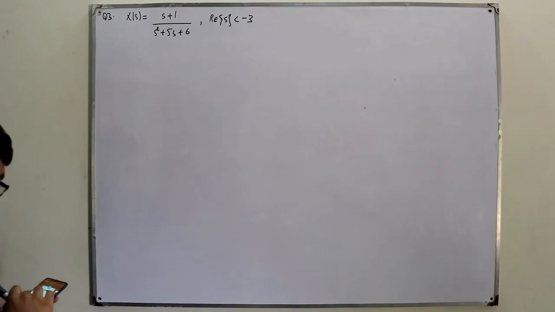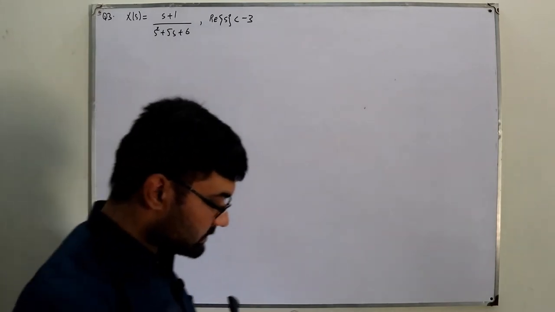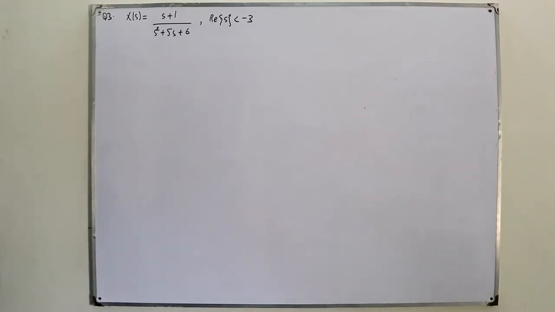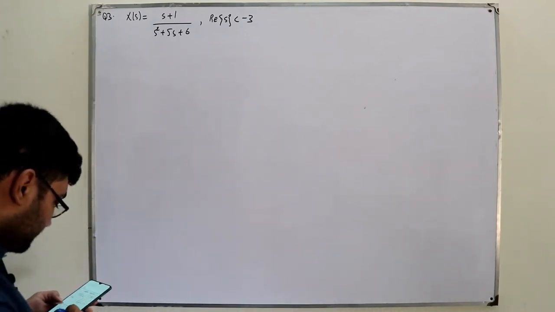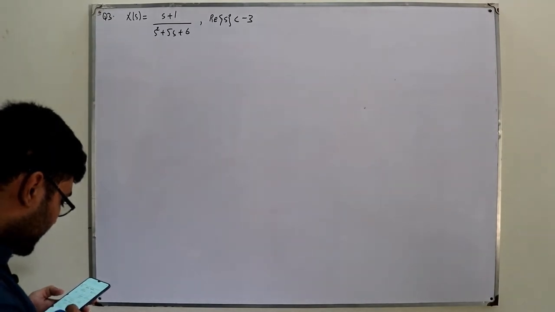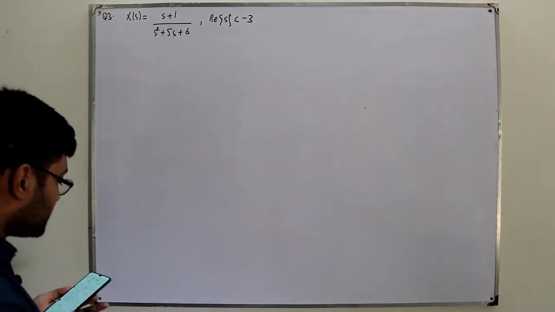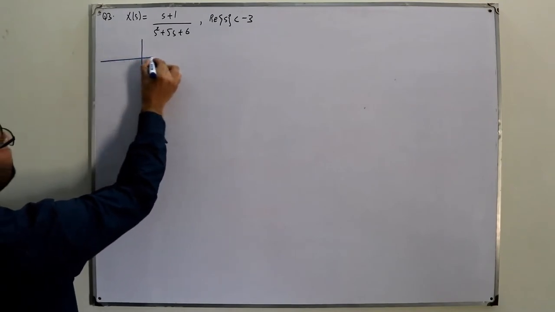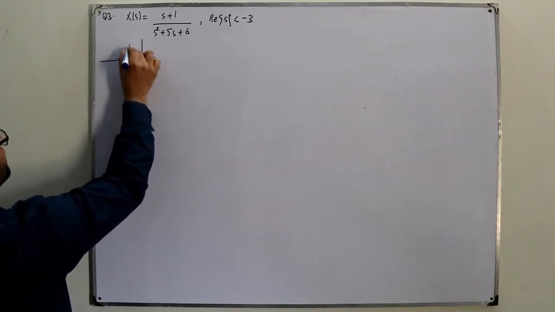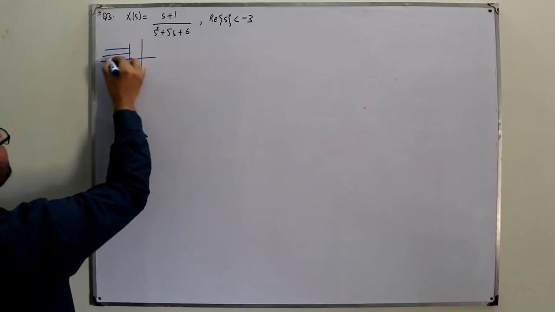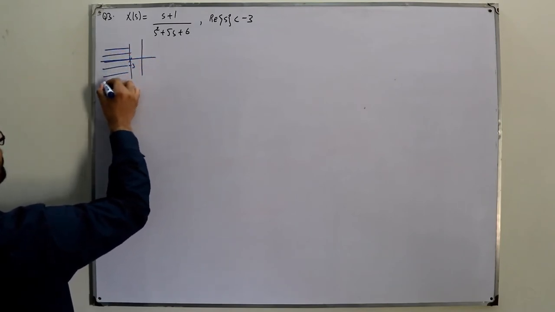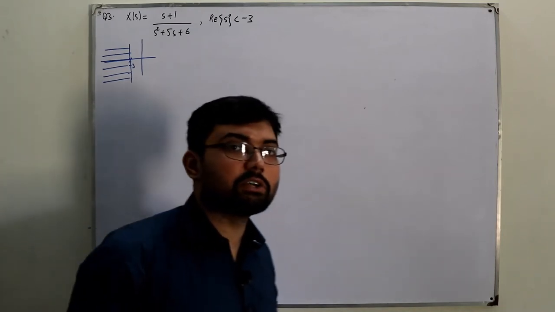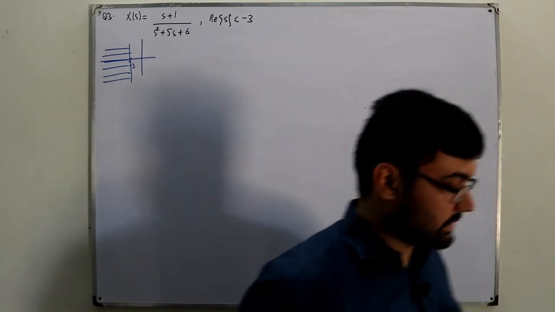So we are asked to find the inverse of it. So let's find it. Have a look. I told you, whenever you're given like this, you should do what? First of all, draw the ROC. So the ROC is like this. It's minus 3, so it's lying to the left of the leftmost pole. So which means the x of t, the time domain function, would be what? Would be a left-sided signal.